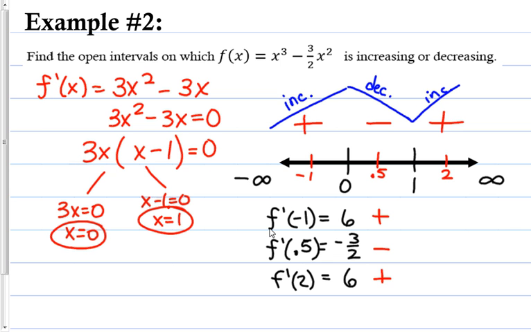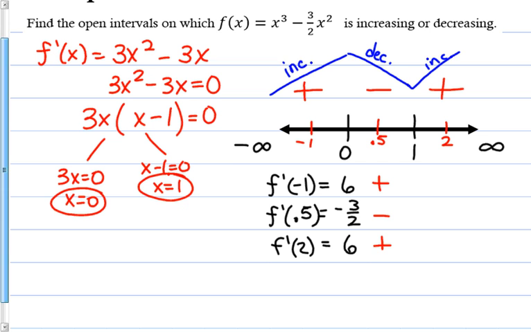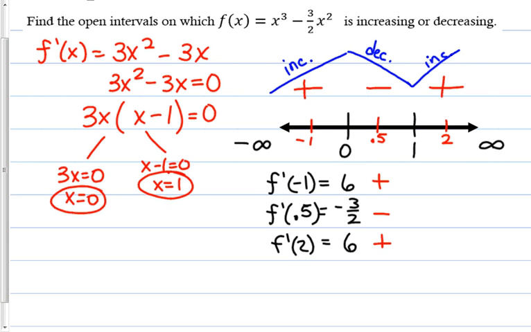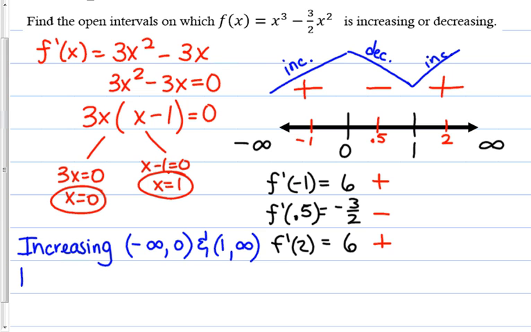Okay? And you would have to actually write that. Once again, it says open interval, so we're just going to write in open interval notation. So let's start off with increasing. Negative infinity all the way to the 0. And then also at 1 all the way to positive infinity. And then decreasing from 0 to 1.